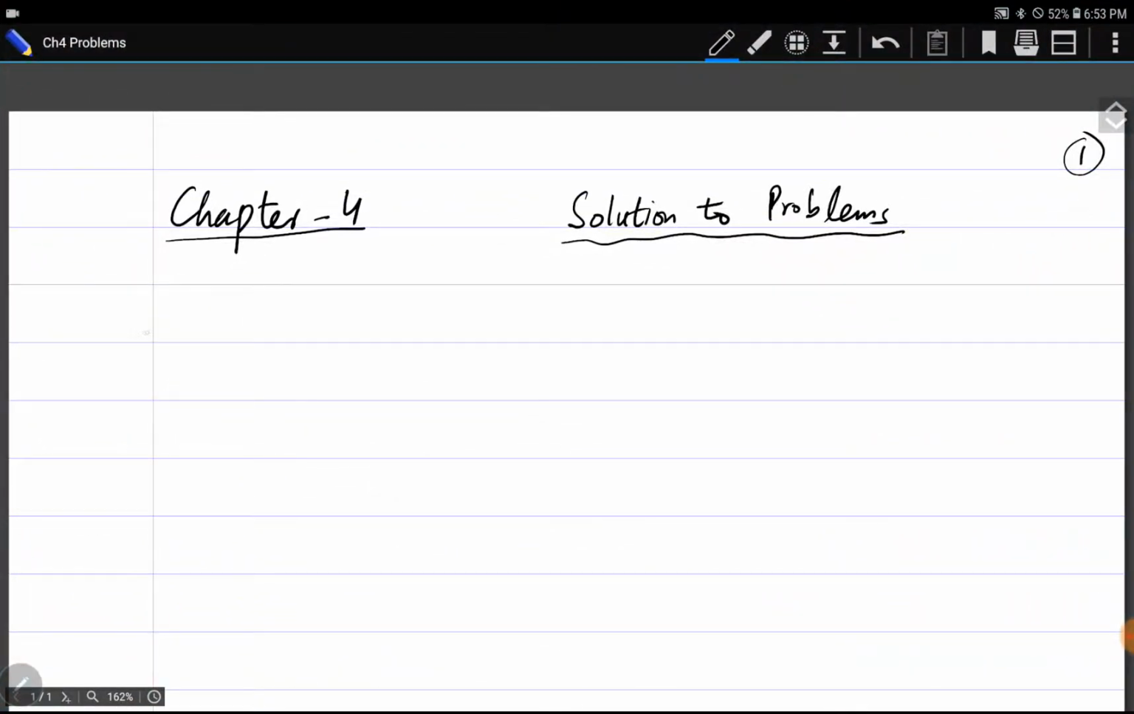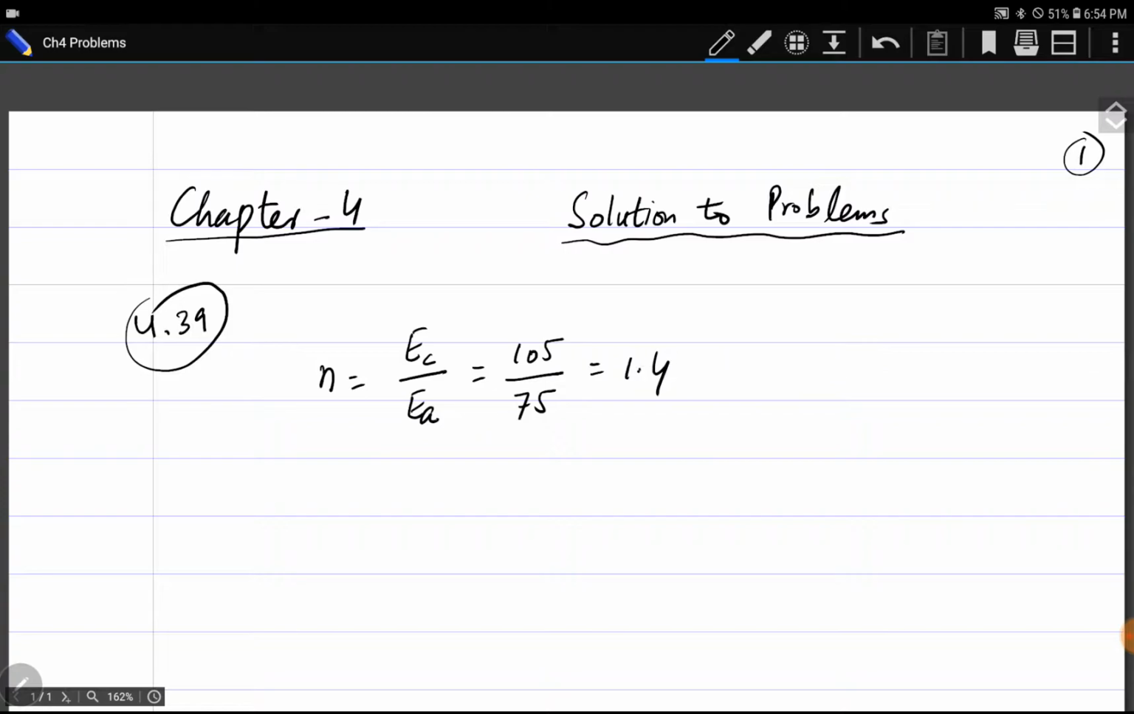Problem number 4.39. n is equal to E for copper divided by E for aluminum. E for copper was given to us, it was 105 gigapascal, and E for aluminum was 75. So the value becomes 1.4. n is greater than 1.